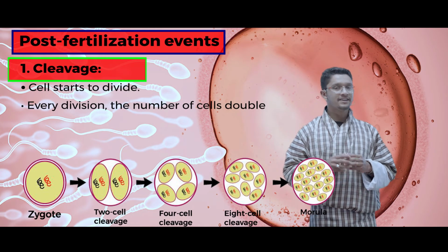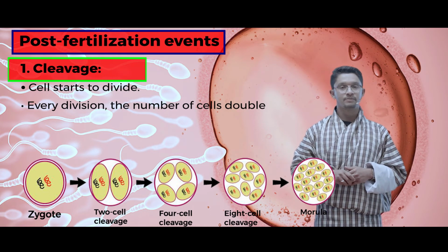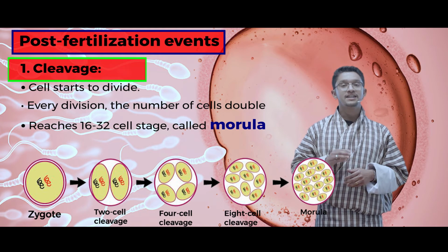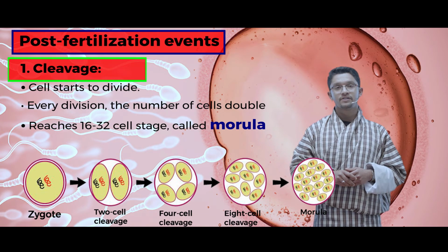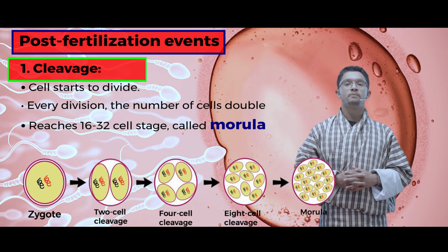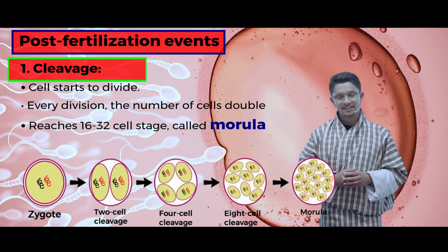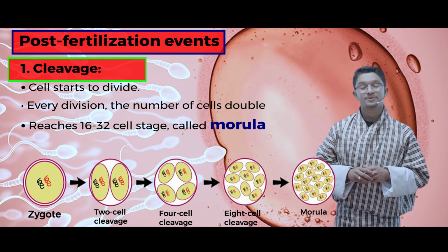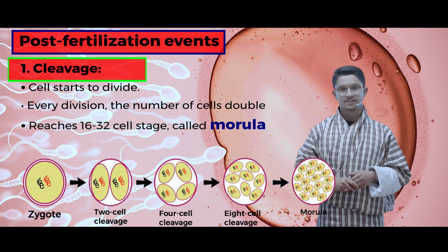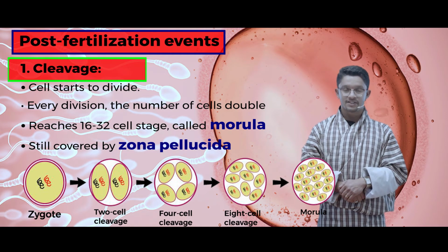During cleavage, the zygote undergoes the first division forming 2 cells, then the second division forming 4 cells. Likewise, it undergoes further divisions, reaching the 16 to 32 cell stage, which we call the morula. So cleavage starts from the zygote and ends with reaching the morula stage, and it is still covered by the zona pellucida.